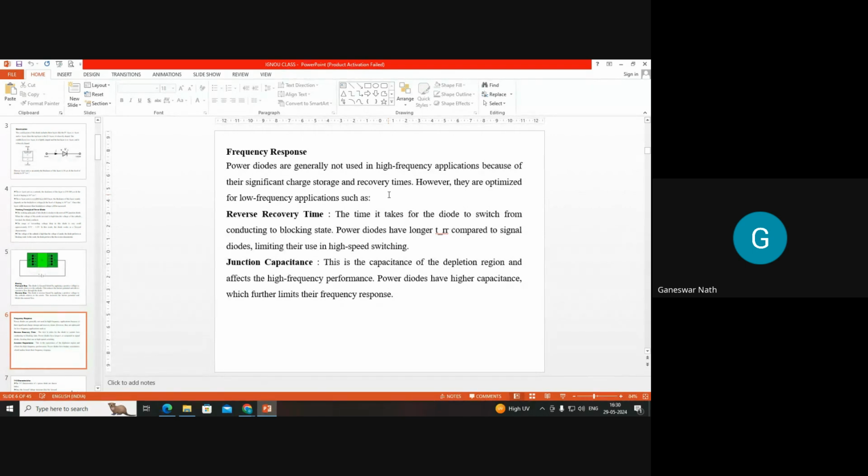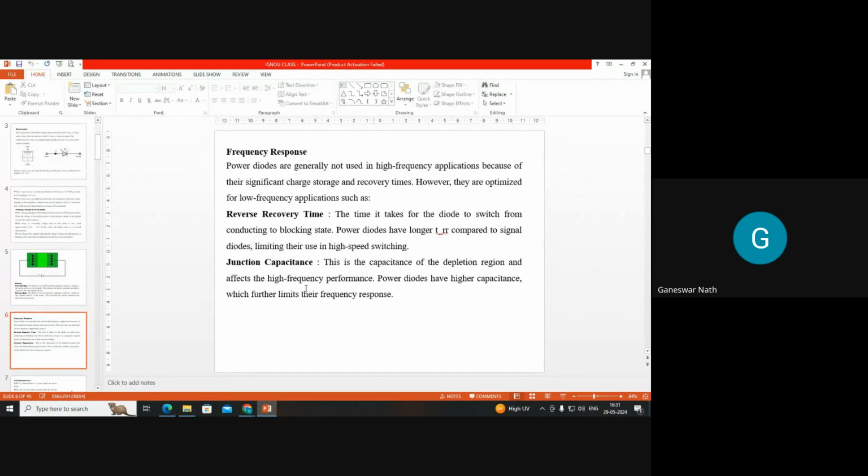However, they are optimized for low frequency applications. There are two factors: one is called reverse recovery time, and the other is called junction capacitance. So what is happening in the reverse recovery time? This is the time it takes for the diode to switch off from the conducting to the blocking state. That means when you supply the power to operate the diode or bring it to an active condition, it needs some time. This is called the reverse recovery time, and power diodes have a longer recovery time than signal diodes, limiting their use in high speed switching.